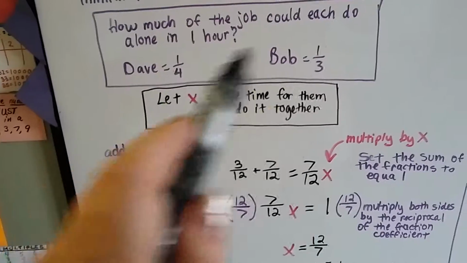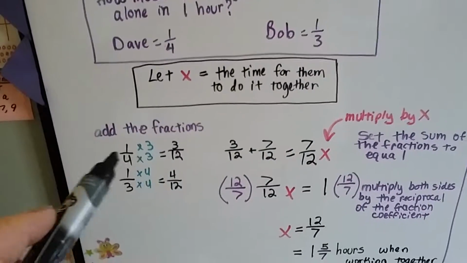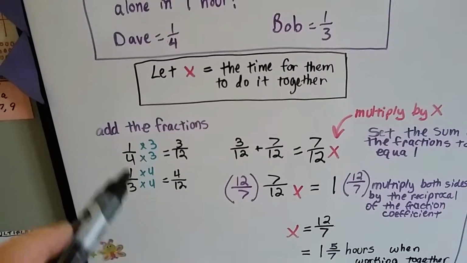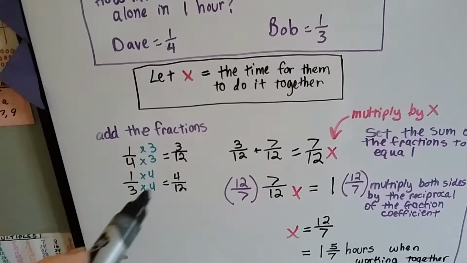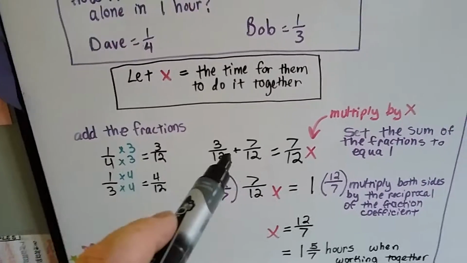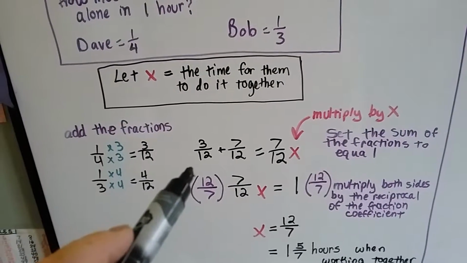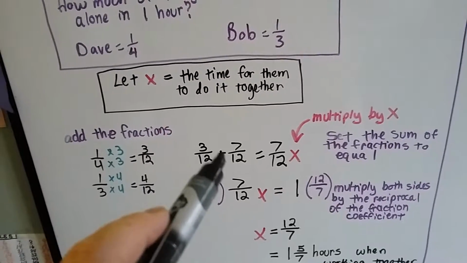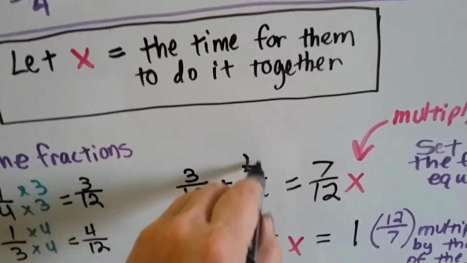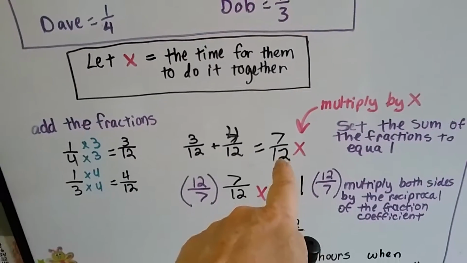So the first thing we do is add the fractions 1/4 and 1/3. And in order to do that, we need the denominators to meet. So we're going to have a meet at 12. So 1/4 becomes 3/12, and 1/3 becomes 4/12. Now we can add the fractions. We've got 3/12 plus 4/12 is 7/12. Whoops, this is supposed to be a 4. So now we've got 7/12.